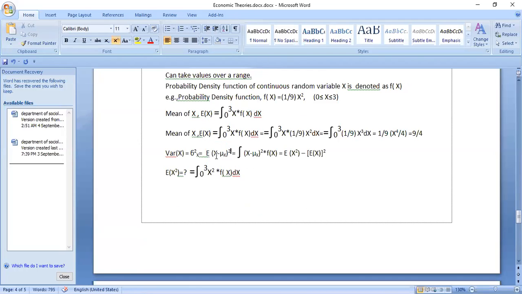You are taking the deviation from the mean. Here is the mean, mu x. And how many values do you have? Depending on the values your variable is taking. Here, infinity values from 0 to 3. So some values obviously are below the mean, some other values are above the mean. So some deviations are negative, some deviations are positive.